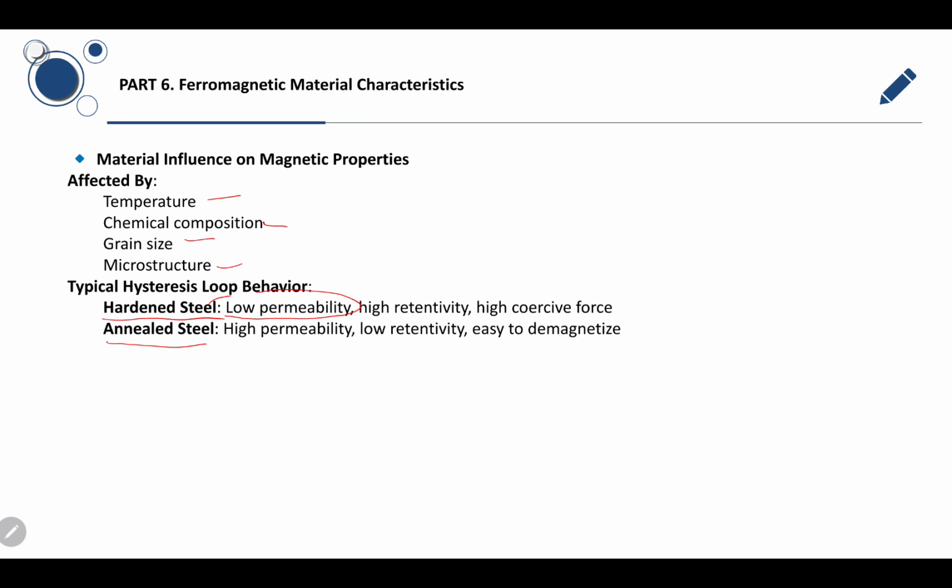Annealed steel contrasts. Annealed steel shows high permeability, meaning it's easy to magnetize. So, high permeability means low reluctance. So, it's easy to magnetize. It has low retentivity. That means the residual magnetism is very low and it is easy to demagnetize.